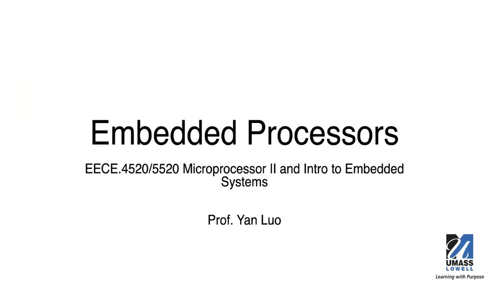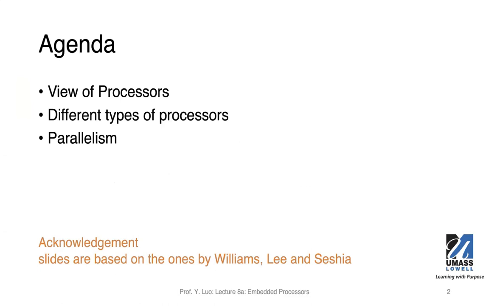So I'm going to talk about embedded processors. We're going to provide a brief view of the processors used in cyber physical systems, embedded systems. We're going to talk about a few different types of processors. And at the end, we're going to talk about parallelism that's supported by the processors.